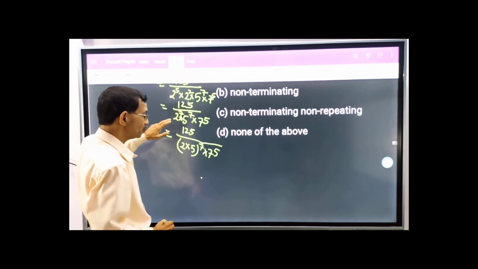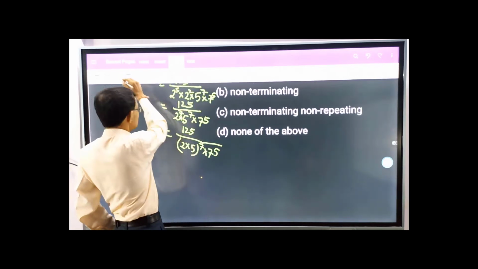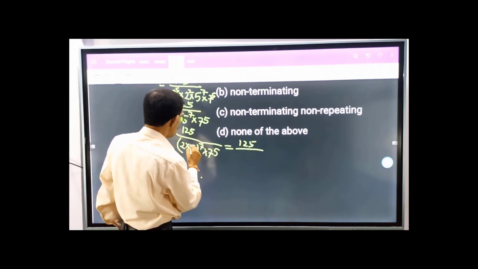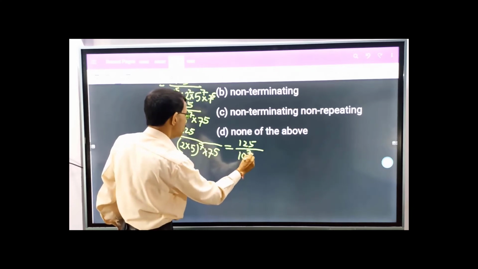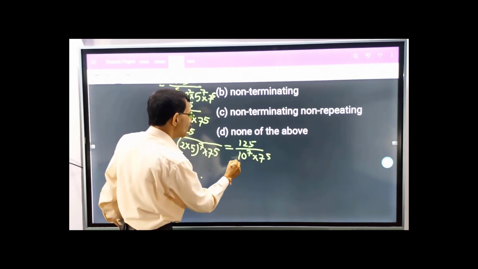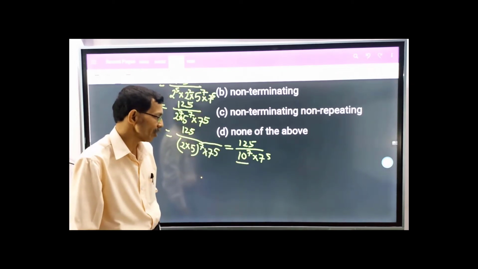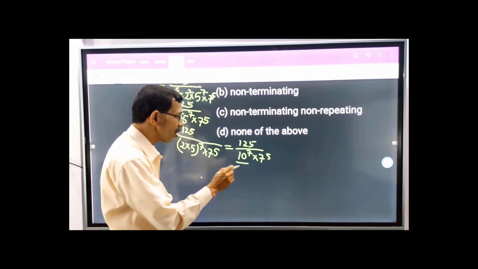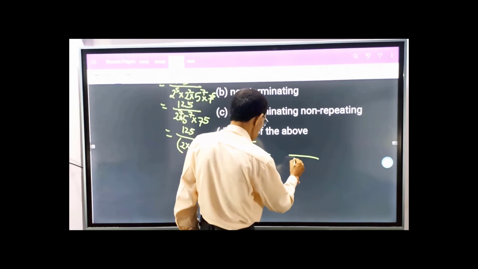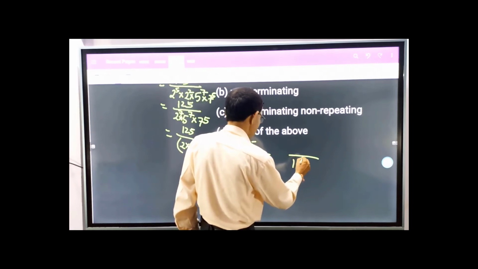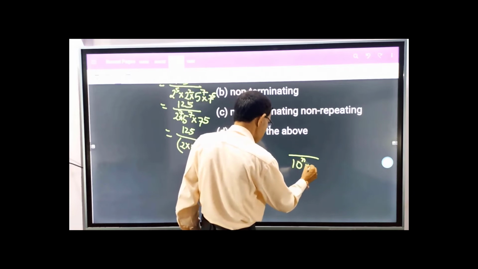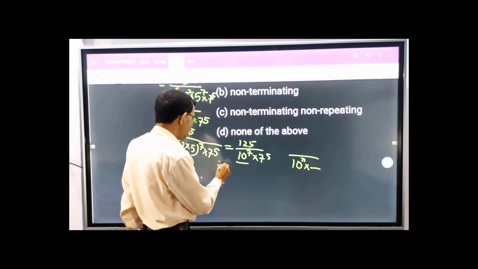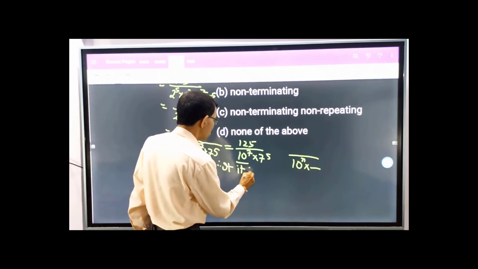If I write this further, this will be 125 upon 5 into 2 is 10, 10 raised to 7 into 7 raised to 5. So this is coming of the type 10 raised to 7, but there is a multiple of 7 here. So it is not of the type 10 raised to n in the denominator, because there is some more number in the denominator. So therefore it is non-terminating.